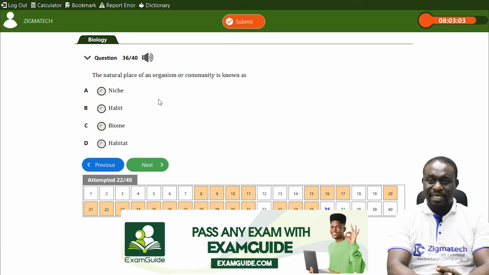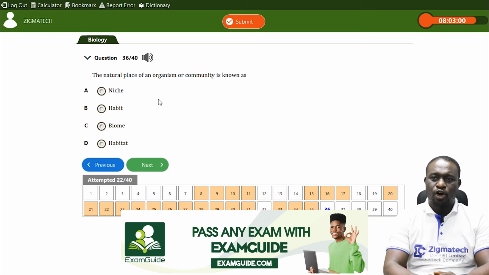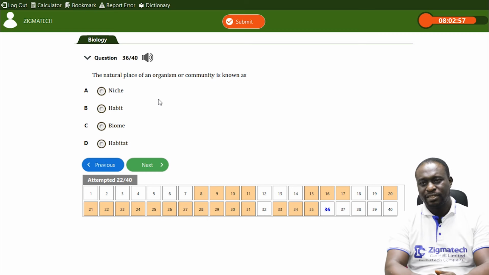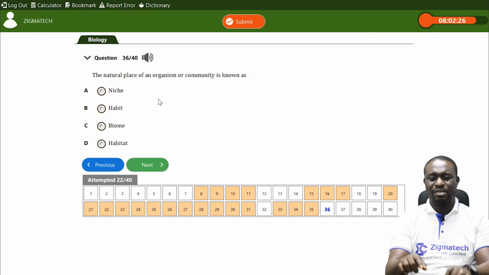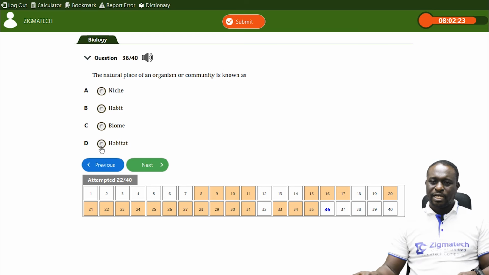Question 36, they said the natural place of an organism or community is known as habitat. So that is the correct answer, habitat and not habit. It is not niche. Ecological niche is a specific place where these organisms can be found and the role they play, while biome is a naturally occurring ecosystem where living organisms interact with themselves and also with their environment. But that is not a natural dwelling place for living organisms. So the correct answer and option is D.